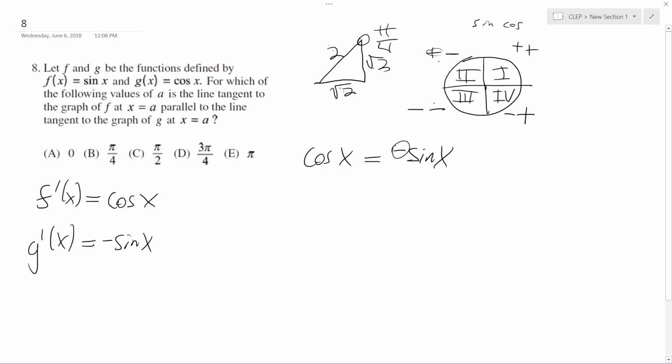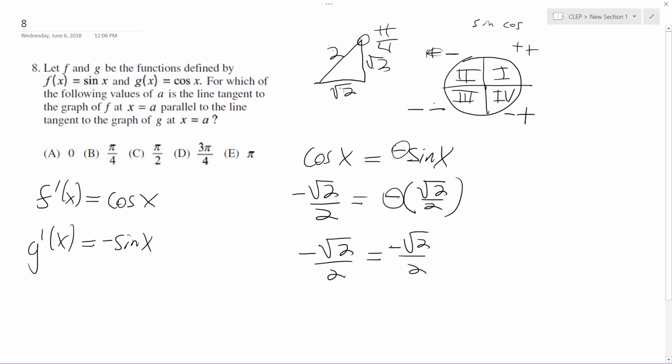So because we have the negative sign, here in quadrant 2, it's root 2 over 2, and this is the negative outside the sine. And then for cosine, we have negative root 2 over 2 because the x component has a negative value. So you distribute this negative sign, and we get negative root 2 over 2 is equal to negative root 2 over 2. So that means that 3 pi over 4 is where they're going to both have the same slope, and because of that, they're going to be parallel. So 3 pi over 4.